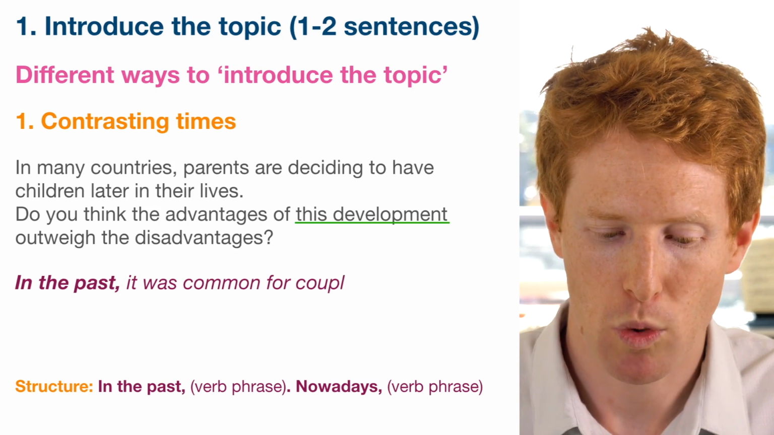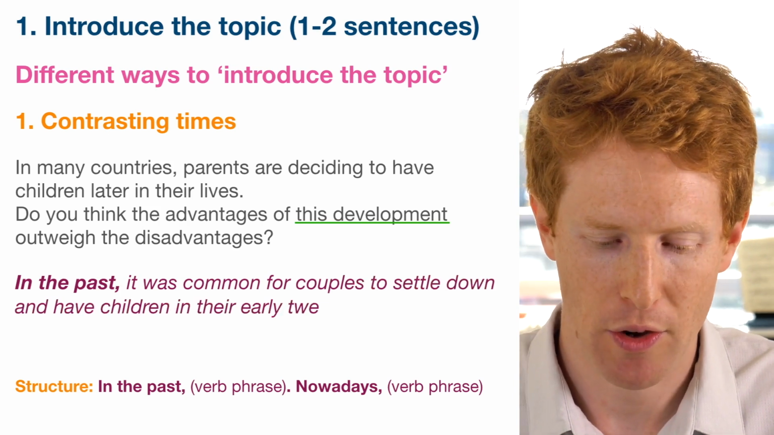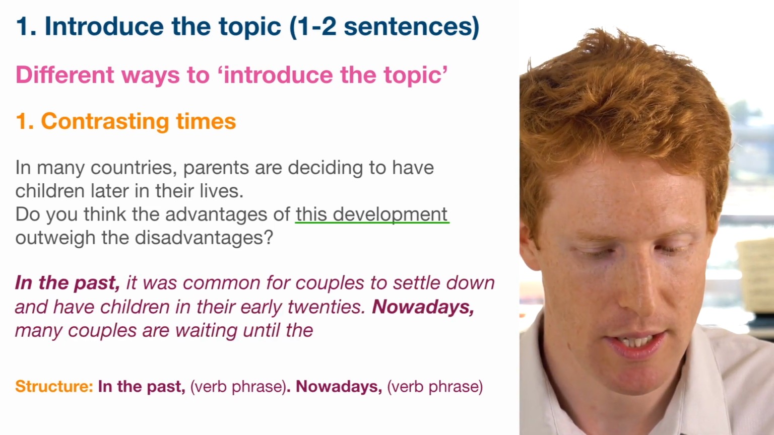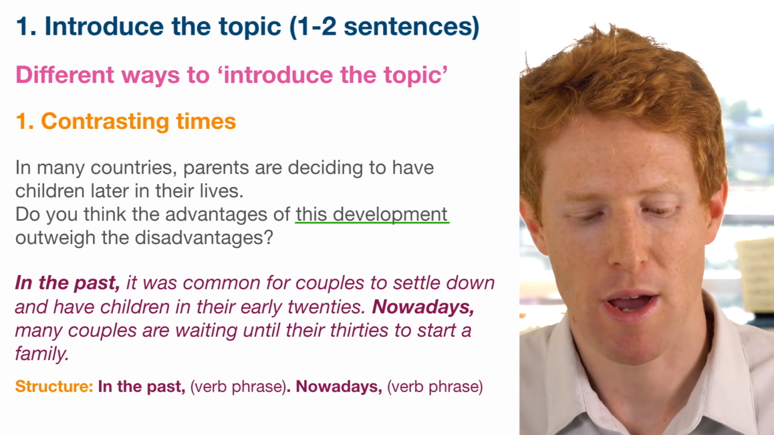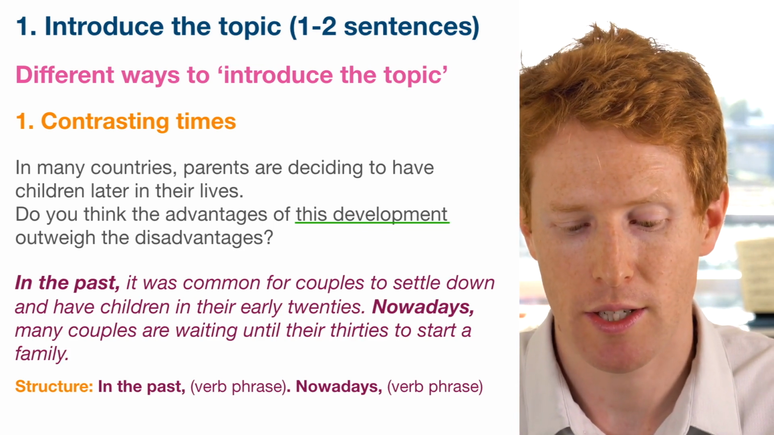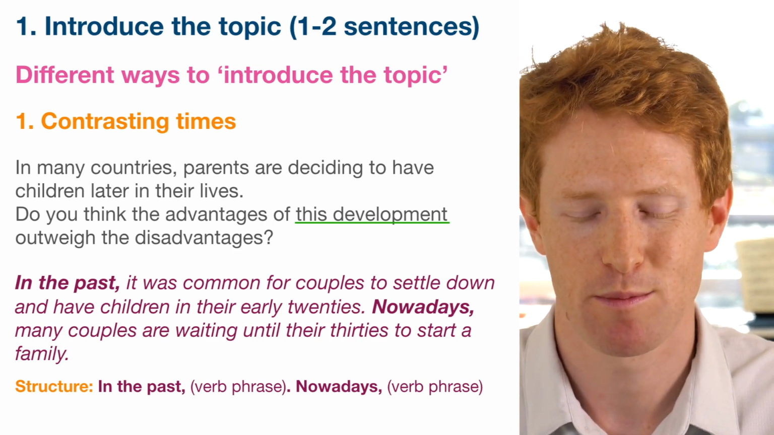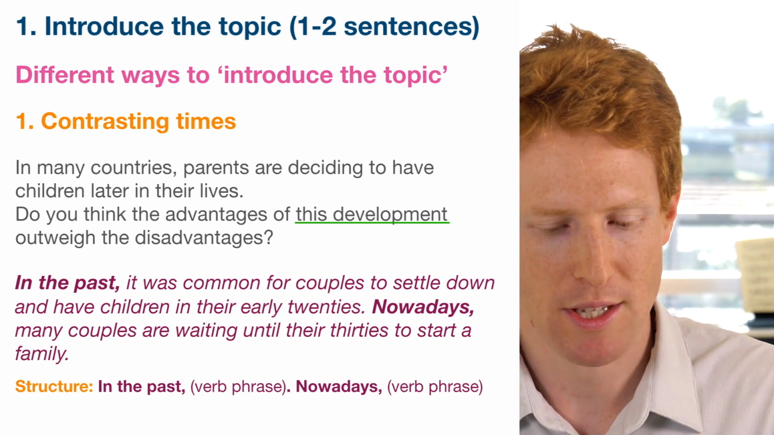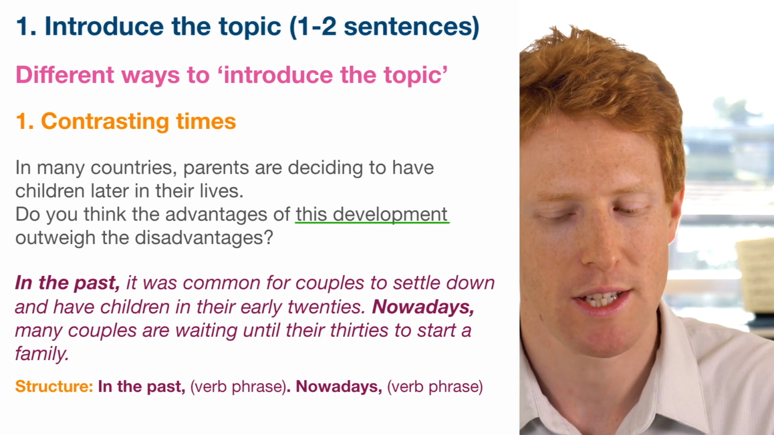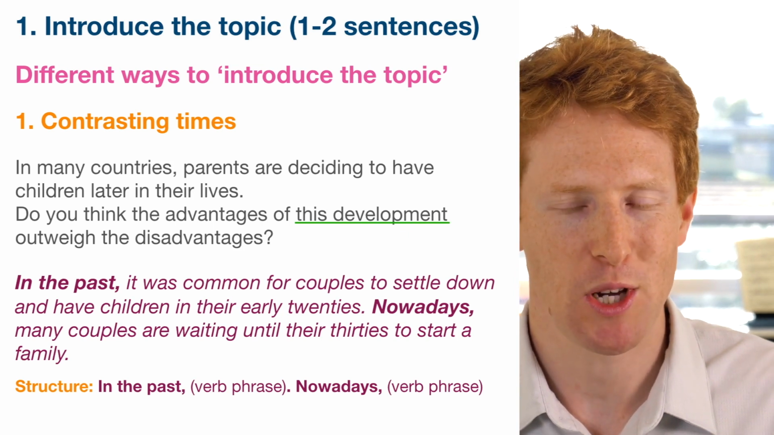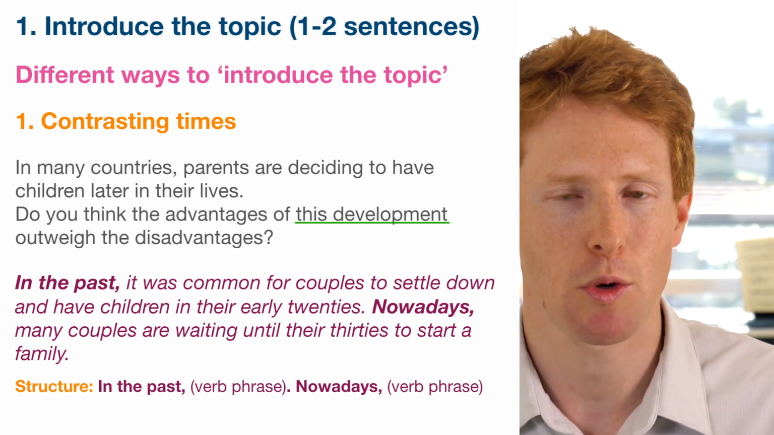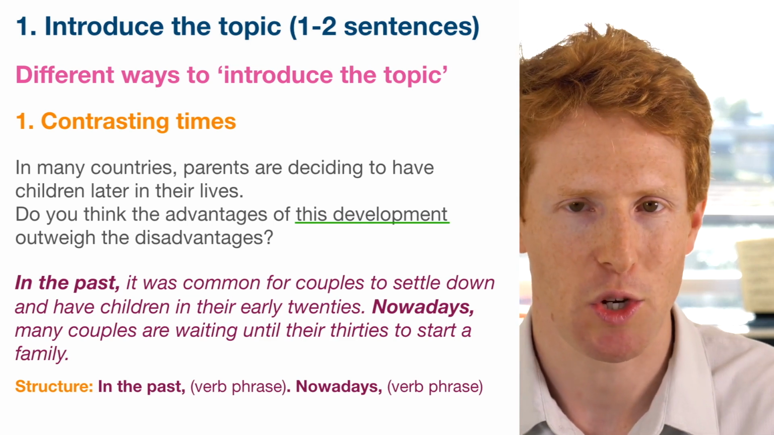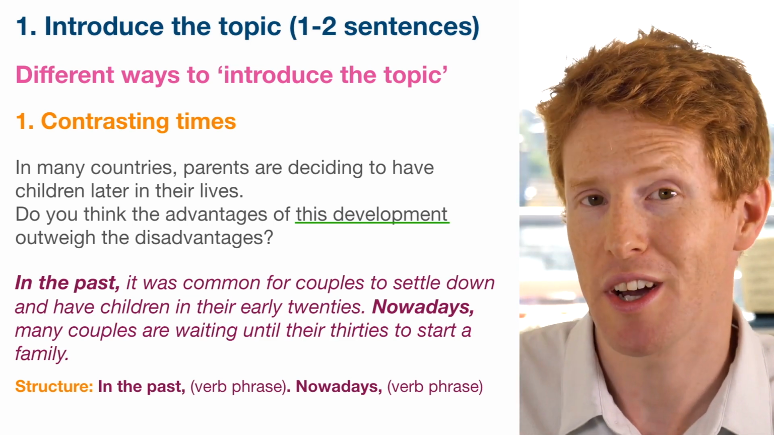In the past, it was common for couples to settle down and have children in their early 20s. Nowadays, many couples are waiting until their 30s to start a family. Okay, so again, we have in the past, a verb phrase, nowadays, a verb phrase. And we can tell that because we have this development, so we're talking about a development in the question. Let's have a look at a third example.